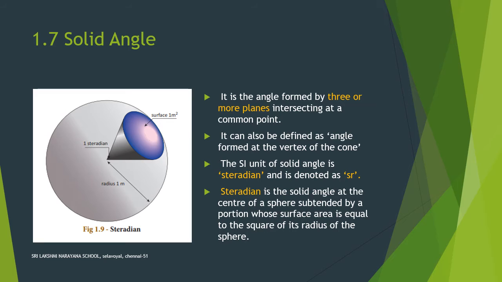The SI unit of solid angle is steradian and is denoted as sr. What is steradian? Steradian is the solid angle at the center of a sphere subtended by a portion whose surface area is equal to the square of the radius of the sphere.